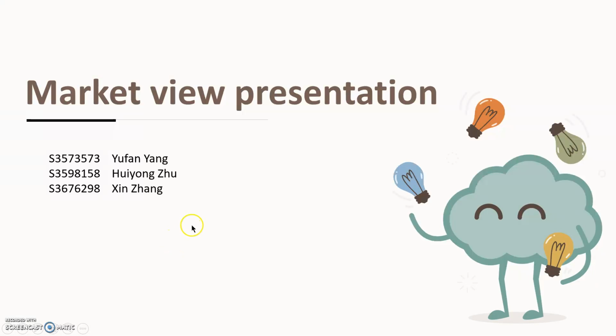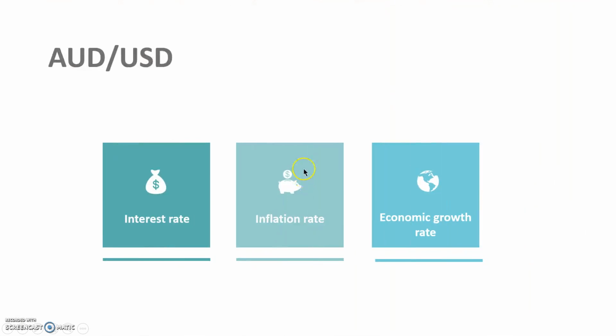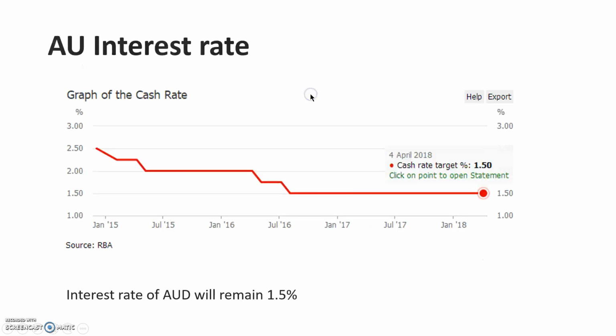Hello everyone, this is our group's market view and we will use this PowerPoint to analyze what will happen to the exchange rate between the Australian dollar and the US dollar in the next 3 months. It includes three parts: the interest rate, the inflation rate, and the economic growth rate.